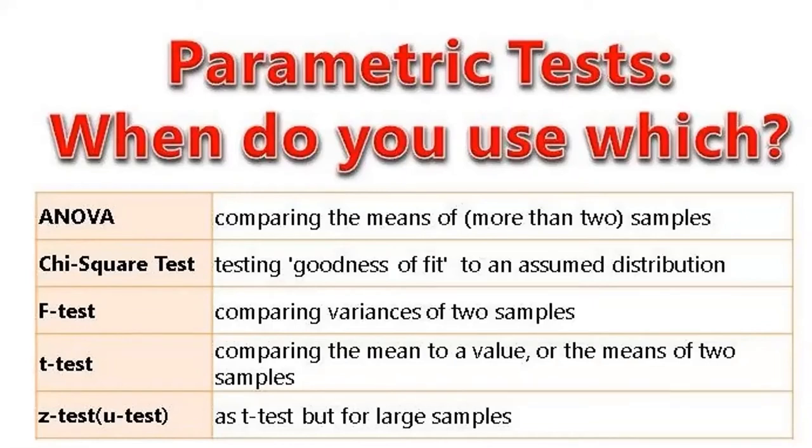Then the t-test, which we have just seen in the previous slide, is used when the mean of a sample is compared to a value, or the means of 2 different samples are compared together. Then the Z-test is the same as the t-test, but for large samples. The functioning of the Z-test is the same as in the t-test, but here we are using a large sample size. I hope this chart is clear.